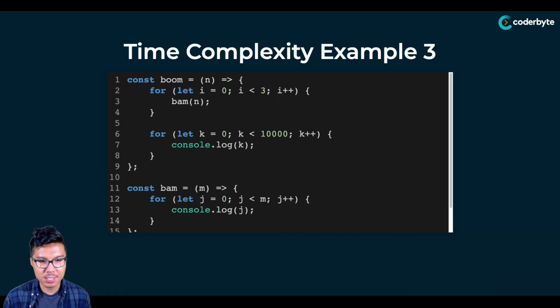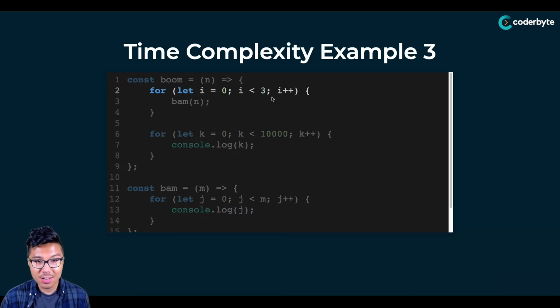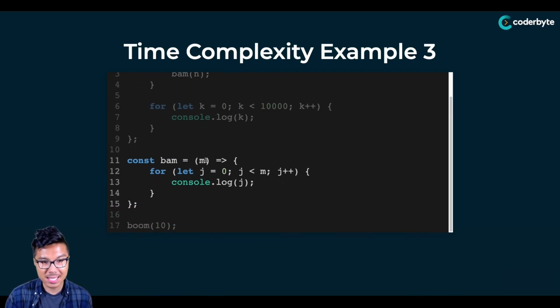We'll consider first the I loop over here. It iterates a constant number of times, which we know in the long run isn't going to factor into our time complexity too much. But on every iteration of this loop, we run the bam function. Let's go ahead and trace through what that bam function does. Looks like we're going to pass in the same number argument n. So it's passed in as m over here.